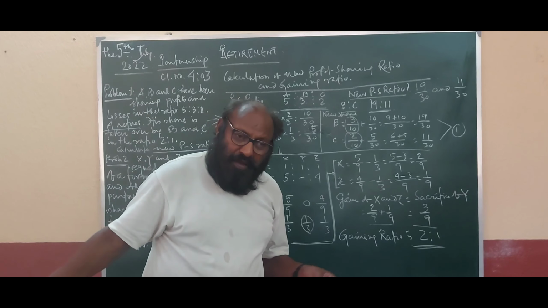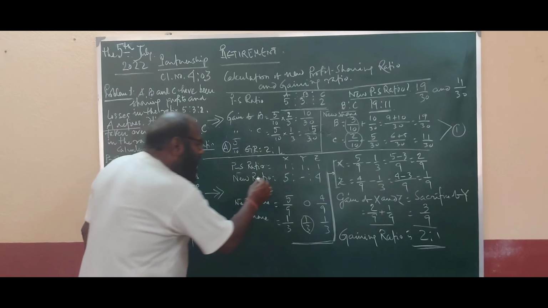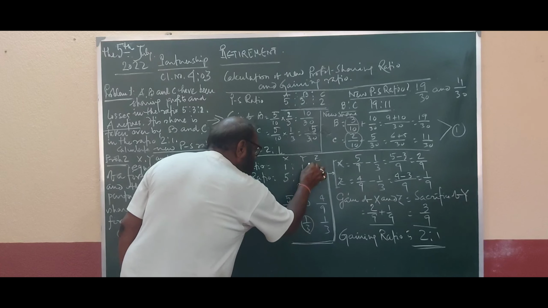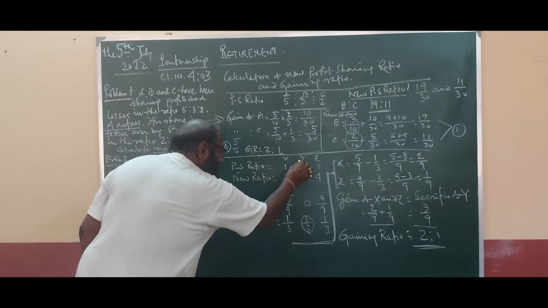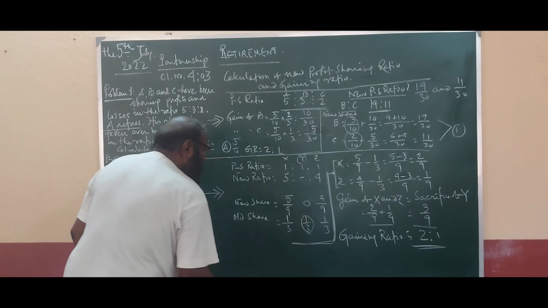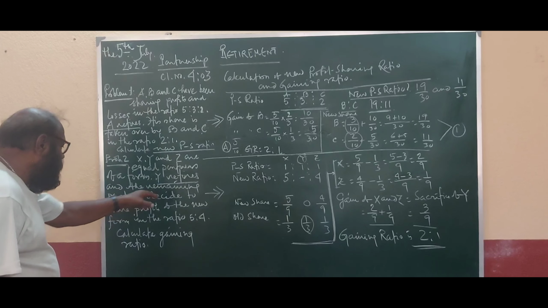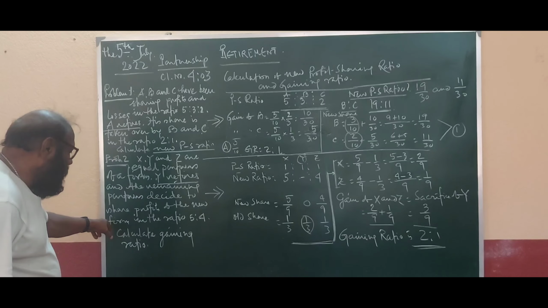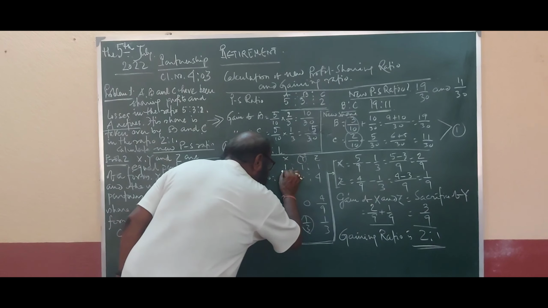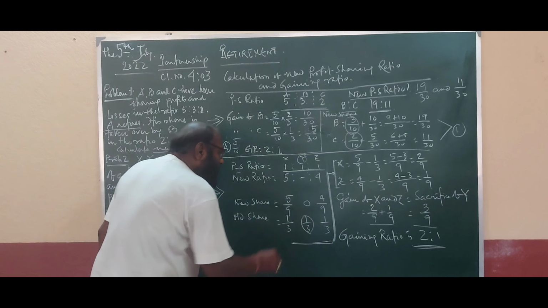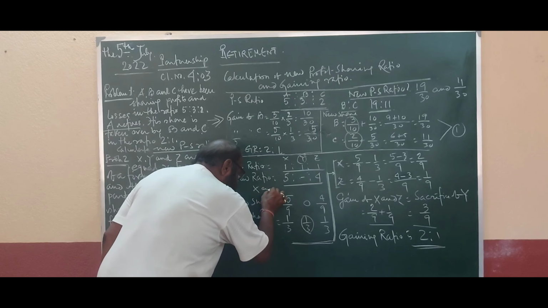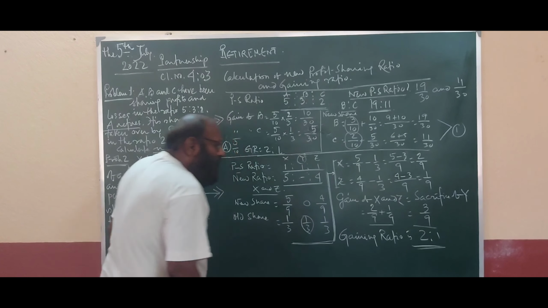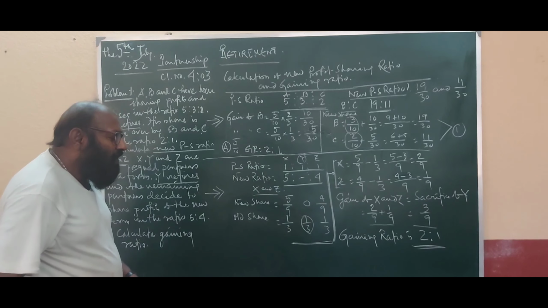Now see, second problem: X, Y and Z are equal partners. That means they are sharing their profits in the ratio of 1:1:1, so 1/3, 1/3 and 1/3. Mr. Y retires, he is going out. The remaining partners decide to share their profits in the ratio of 5:4. The new ratio between X and Z is 5:4. Now, you have been asked to find out the gaining ratio.